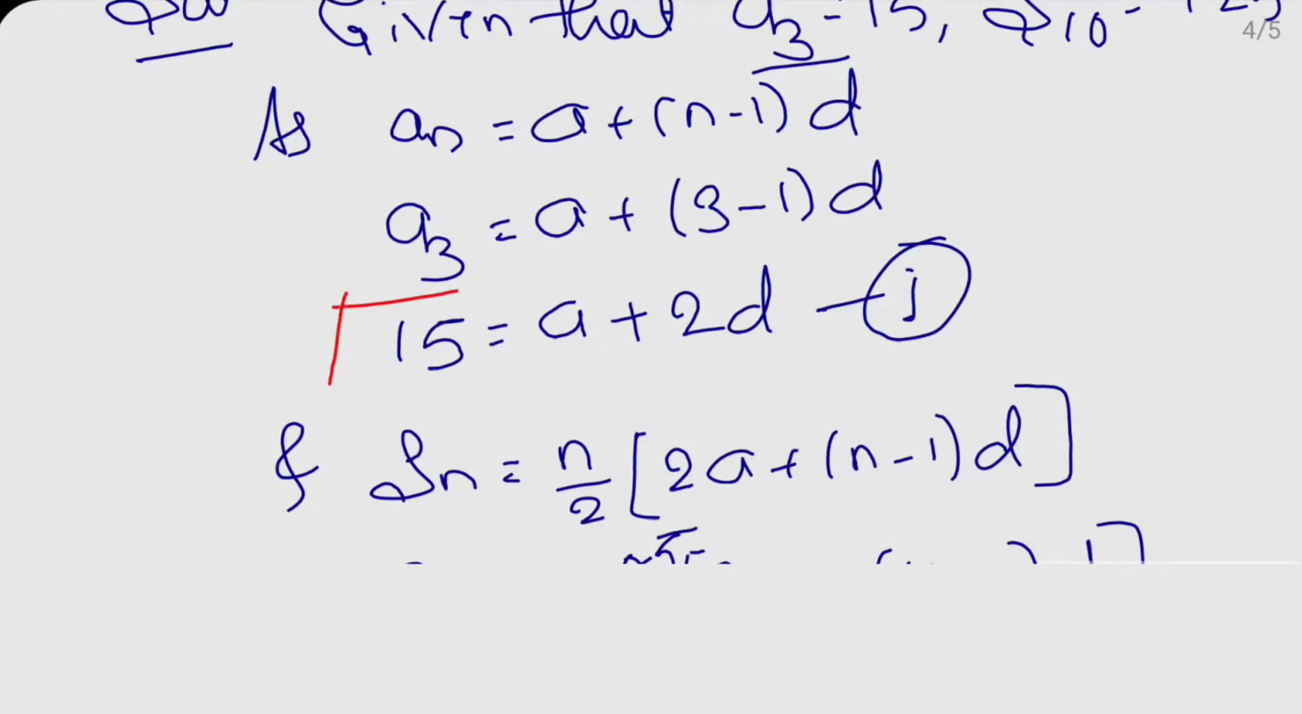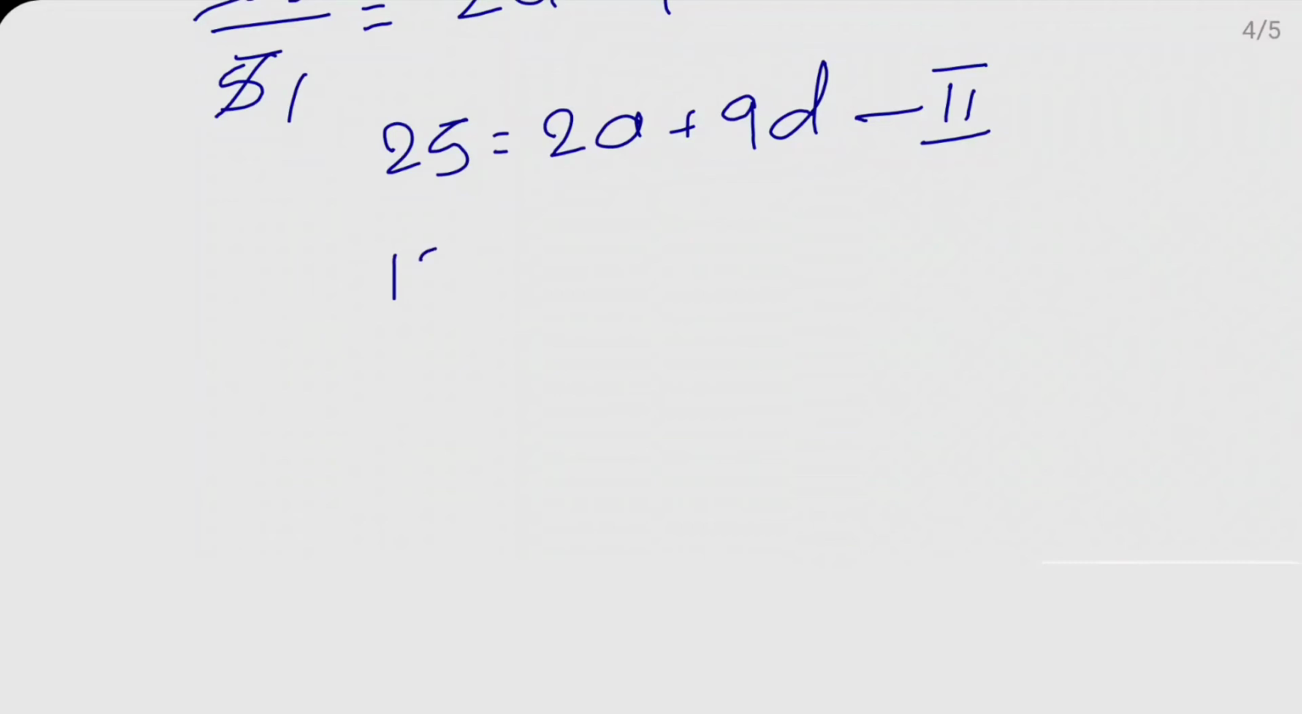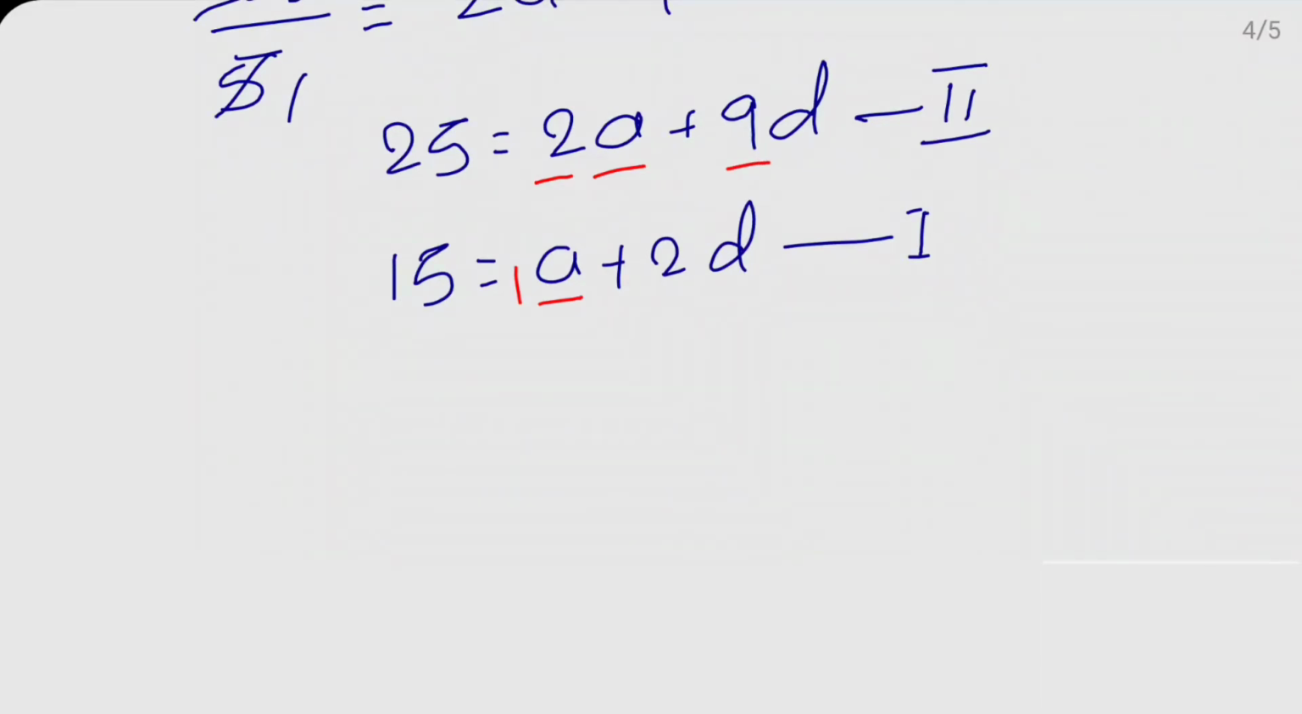So look at equation 1. So here 15 equals a plus 2d. So write down here 15 equals a plus 2d. It is equation 1. So look at equation 2. The coefficient of a is 2 here and here the coefficient of a is 1. And in equation 2 the coefficient of d is 9 and here the coefficient of d is 2. These are not equal. So I will make them equal by multiplying equation 1 by 2.